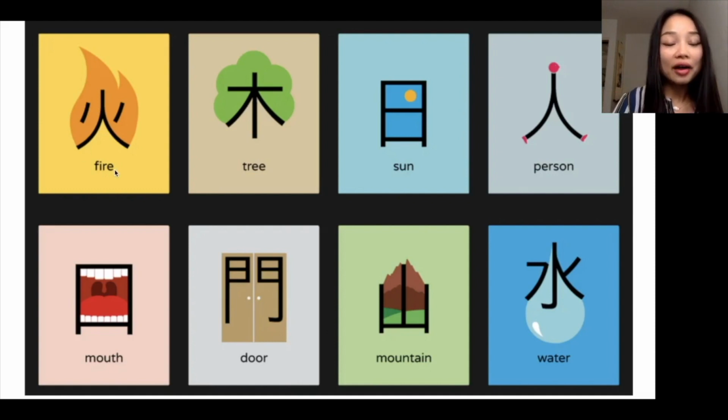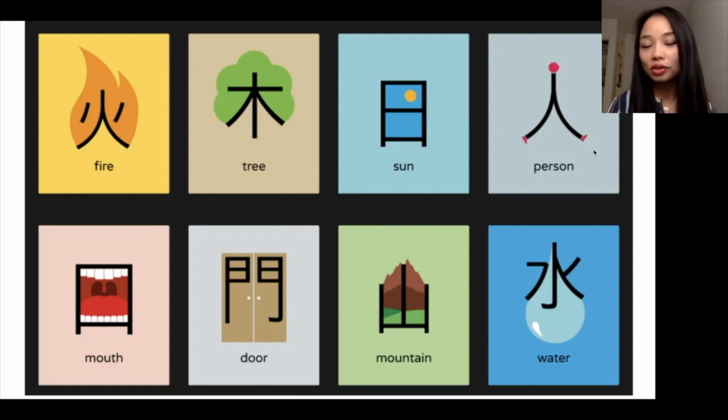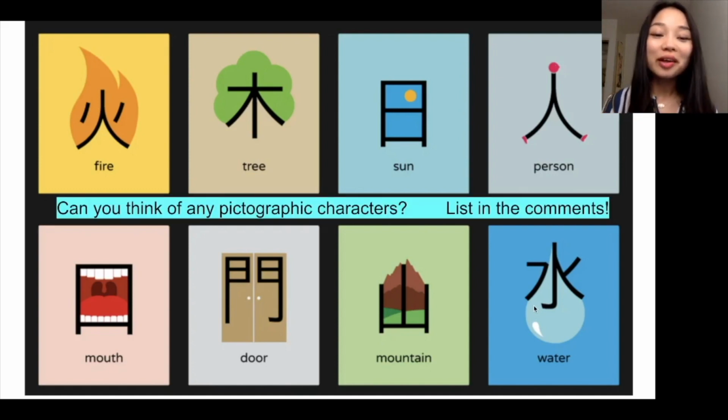This character fire is from the shape of the flame. This is the tree, it looks like the tree. Sun character. This is a person walking, so this means a person. When you open your mouth big and round and then you draw a square, that means your mouth. Here's the door character. Here's a mountain character, it looks like the mountain. Here's a water character. Okay, can you think of any pictographic characters? Feel free to list them in the comments.